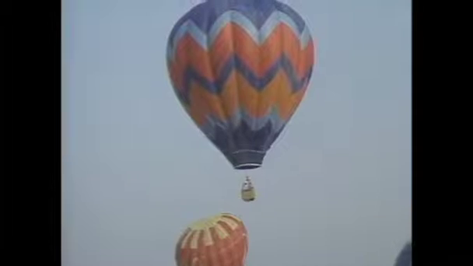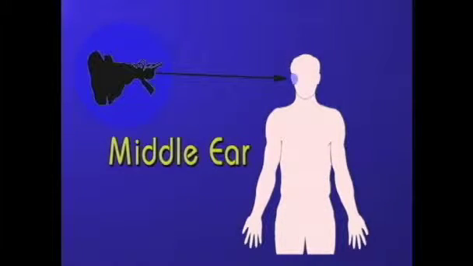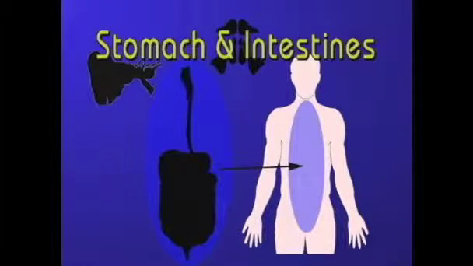With the invention of the hot air balloon that made it possible to have the first human flights, it became evident that exposure to altitude caused some physiological changes in the body. Some of these changes occur inside the natural cavities in the human body that contain varying amounts of gas, namely the middle ear, sinuses, stomach, and intestines.